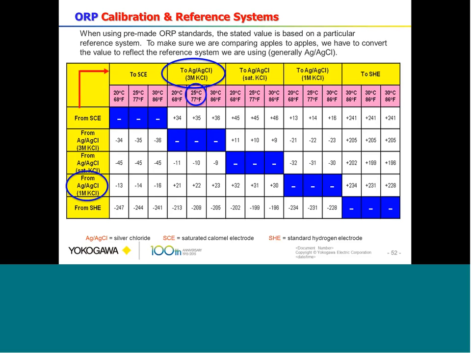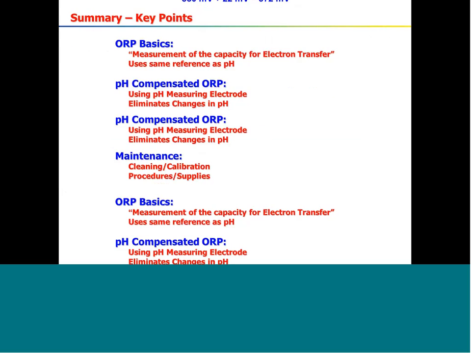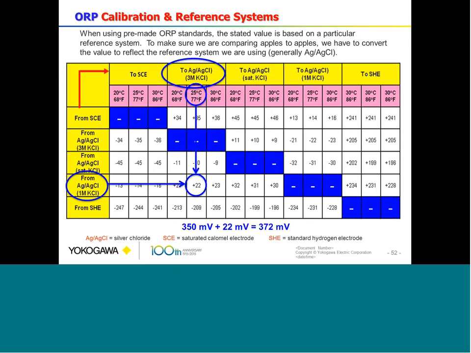Let's say you pre-made the solution for 350 millivolts. It was made against the 3 molar KCl. Your electrode is the 1 molar. So I'd expect to see a 22 millivolt difference because I have different references, which means instead of seeing the 350, I'm seeing 372. So it's not as direct as pH. You need to know your reference values. You need to know what you're measuring against, because there will be an offset.